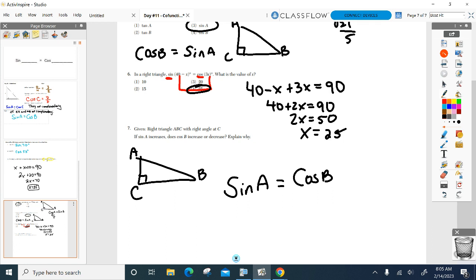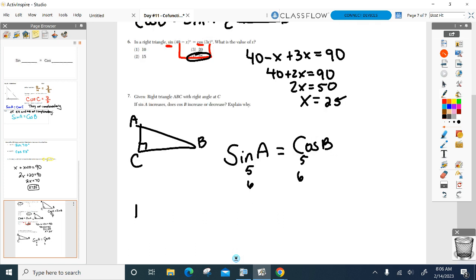So let's think about it. If this one increases, and they're always equal to each other, what has to happen to cosine of B? If this goes from 5 to 6, the other has got to be 6 too, because they're always equal to each other. So as one increases, so does the other. It increases because, easy explanation, sine of A equals cosine of B. Again, last thing: two angles add to 90, sine of one equals cosine of the other.